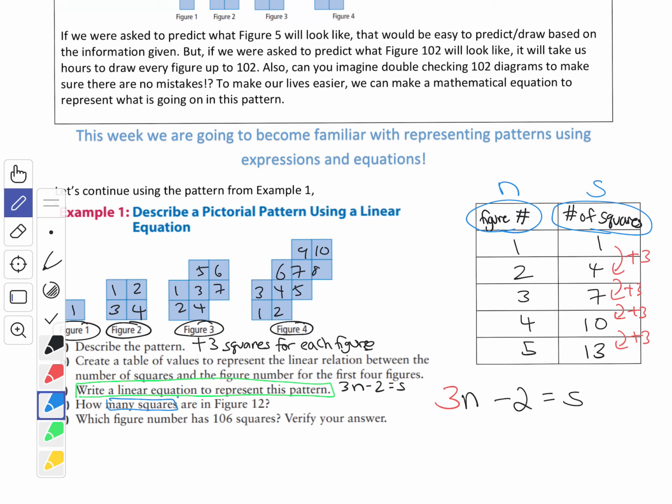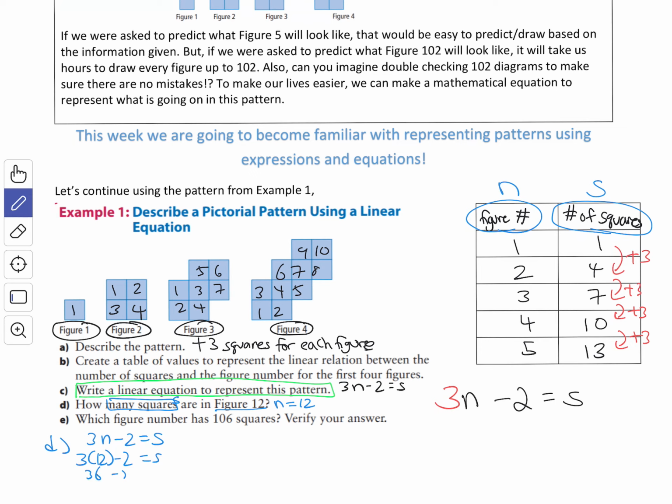All right, next part, how many squares are in figure 12? It's asking for how many squares, so it's asking for s. And it gave us figure 12, so n is equal to 12. So we need to figure out what s is equal to when n is equal to 12. So for D, I'm going to show my work here and use my equation 3n minus 2 is equal to s. The question gave us that n is equal to 12. 3 times 12 is 36, minus 2 is s. 36 minus 2 is s. So s is equal to 34. So how many squares are there? There are 34 squares.